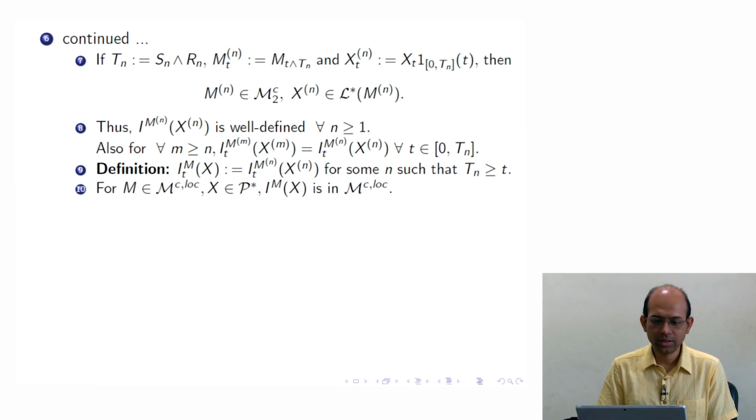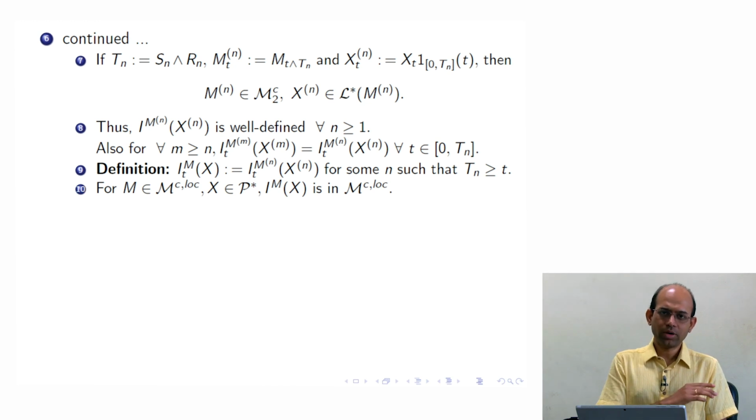Next, we say consider m is a continuous local martingale and x is in P star. Then the I_m(x) is as defined here. This is a stochastic process with respect to time t. So this stochastic process is also in MC-loc. It is also a local martingale, a continuous local martingale.